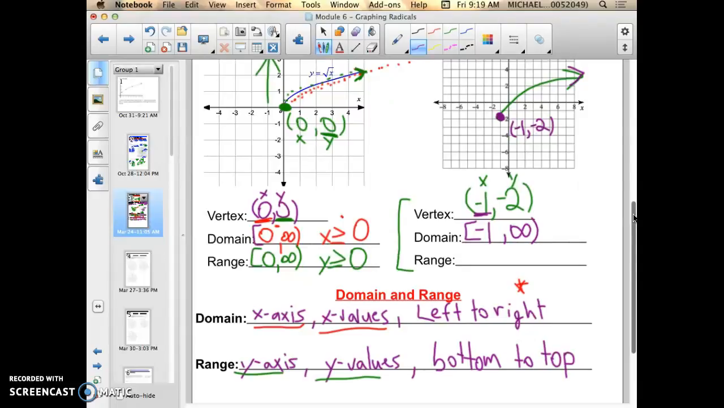This is the interval and the inequality notation. So x is greater than or equal to, not 0 now, but negative 1. Again, my x value of the vertex. So that's the domain. Hopefully that's what yours looks like.